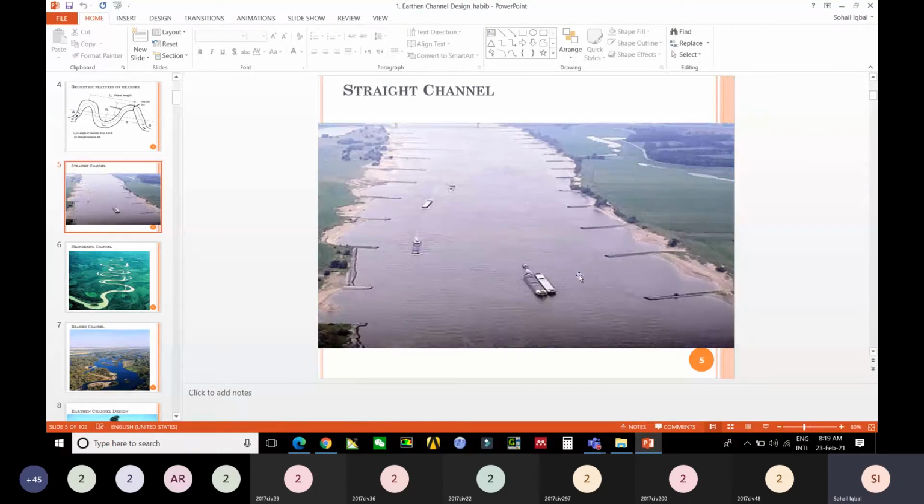Another purpose is that it increases the water depth in the main channel, so it also gives favorable conditions for navigation purposes. Here is the main channel in the middle of this channel. If the water depth is high, then definitely it will be good for navigation. So that's why we have to provide spur dikes at different distances.